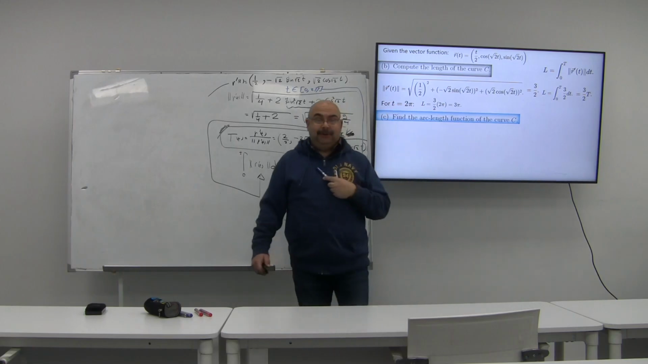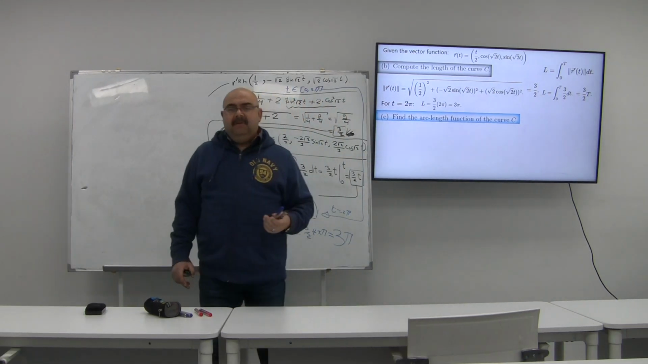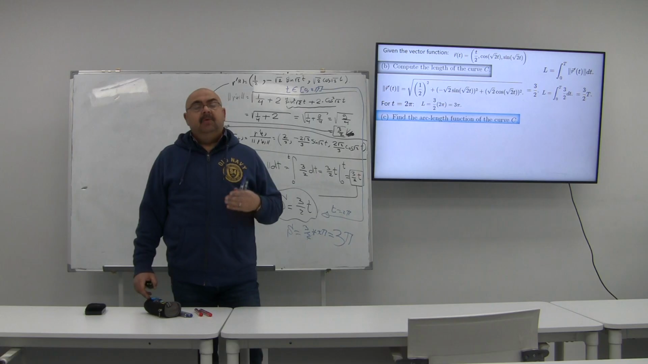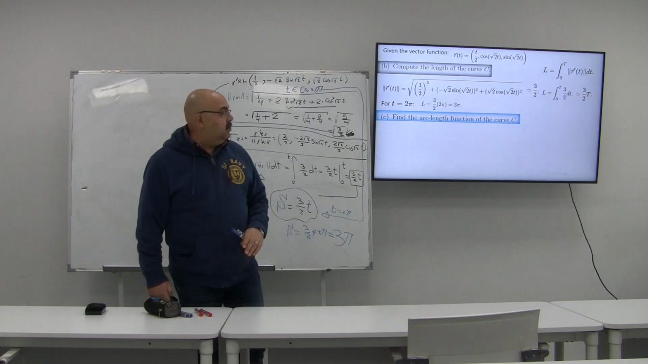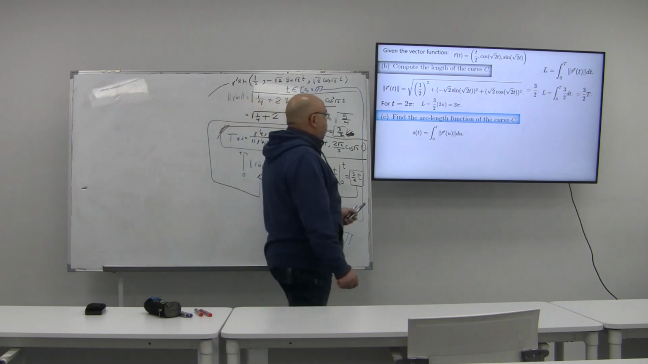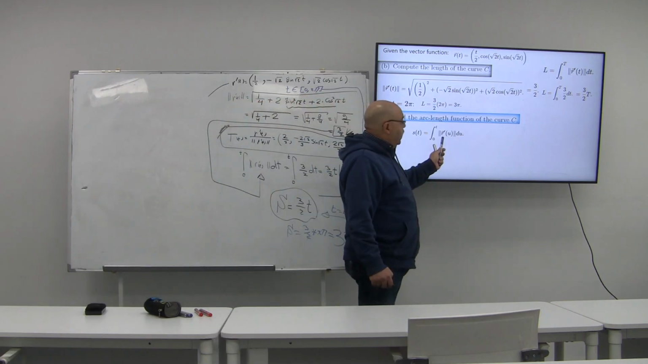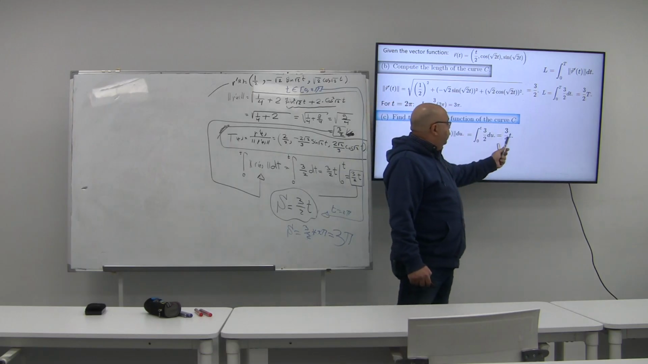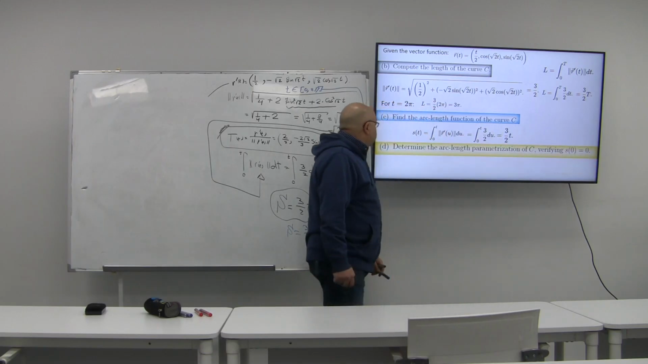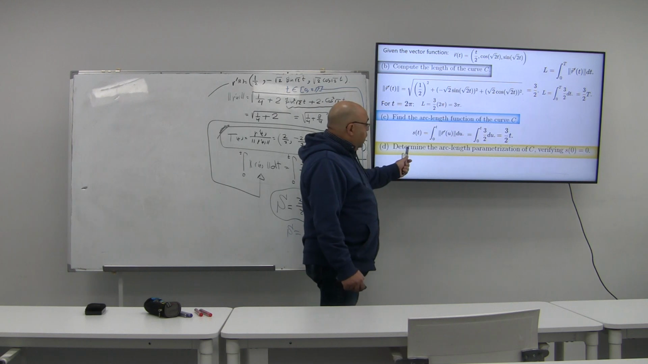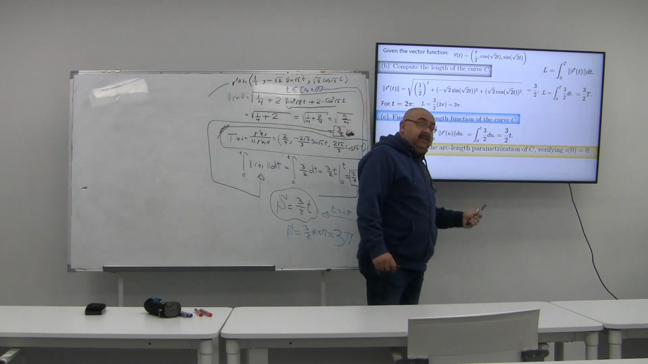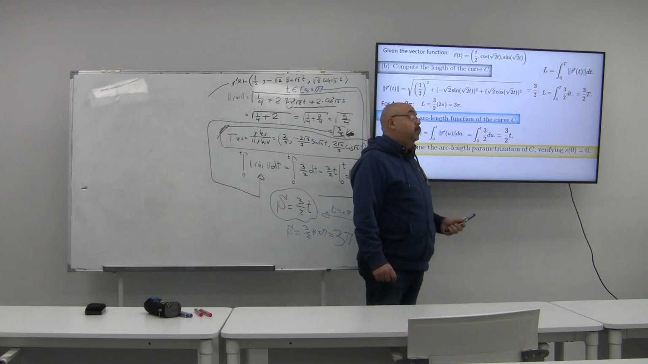For problem number C, he's asking you about the arc length function. This is why I told you, usually when they ask me about an arc length, I would prefer to have the arc length function, then I will start substituting. So once more, it's just the integration and the substitution by t. So it's going to come up to 3 over 2 times t. Determine the arc length parametrization. This is really very simple. This is really very important.